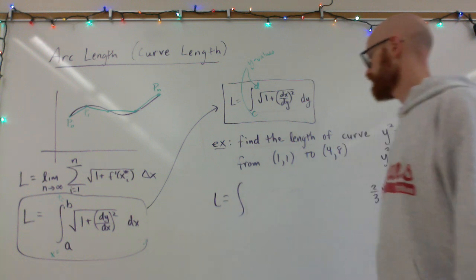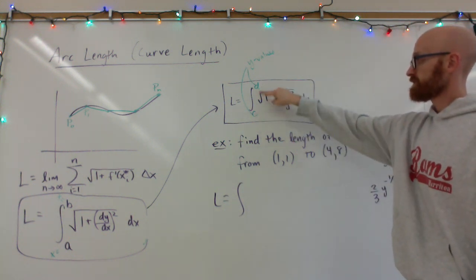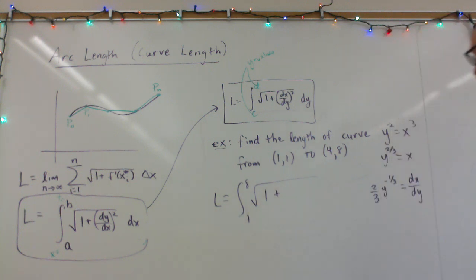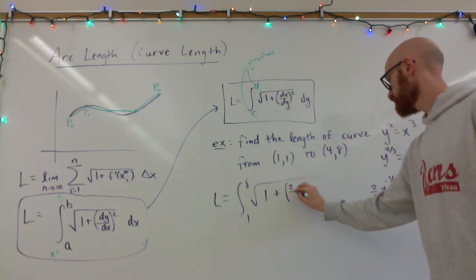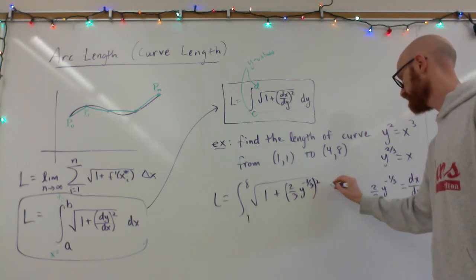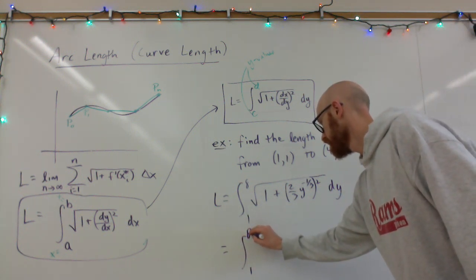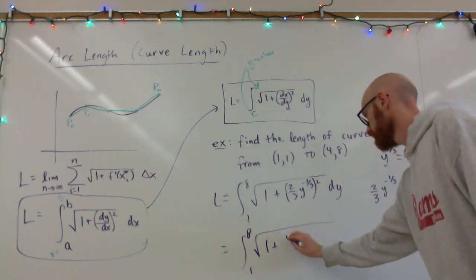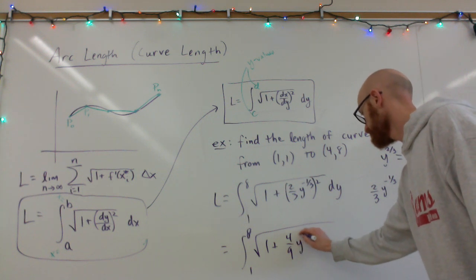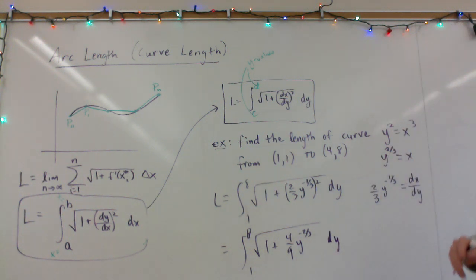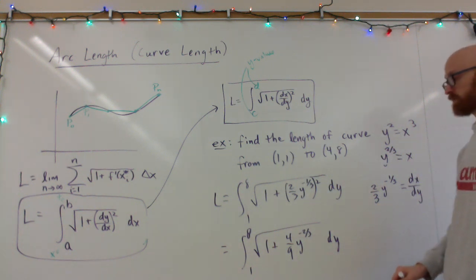So our length is equal to, notice that we switched variables, so we can't use 1, 4 anymore. We have to use 1, 8, or the y values. Always start with the square root of 1 plus (dx/dy) squared, which is (2/3 y to the negative 1/3) squared dy, all of that lives under the root. And then you could do the squaring. You get 4/9 y to the negative 2/3 dy. If you integrate that, you'll get the same result as we got doing it dx, which I've erased. But you get the same result, it's just in dy.